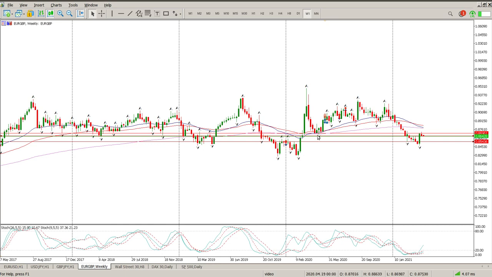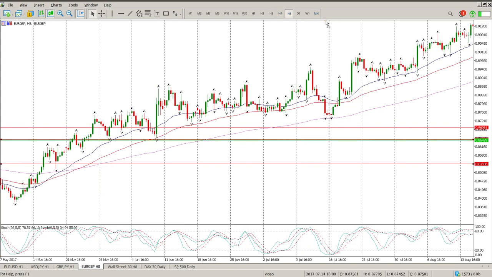So at the moment, the critical thing is that we have broken below the swing low here on the weekly, and that is 0.86961, and we've had an inside bar off that level. So that indicates continuation to the downside.